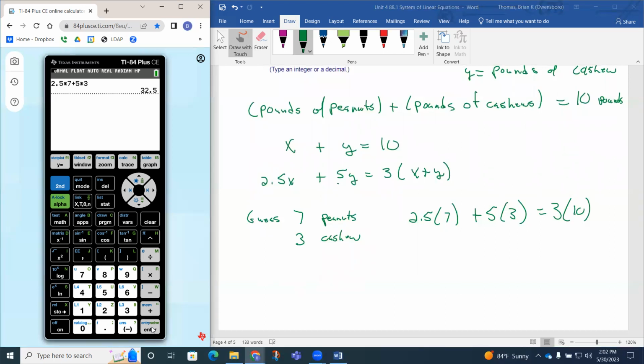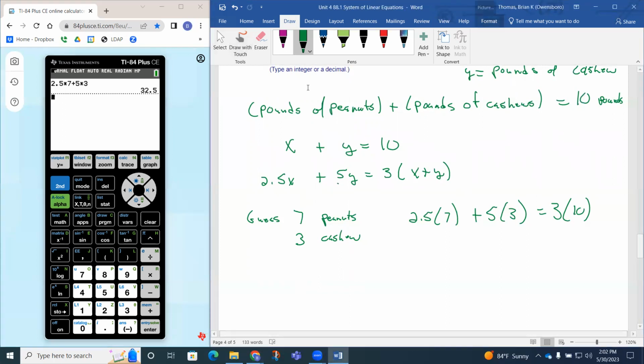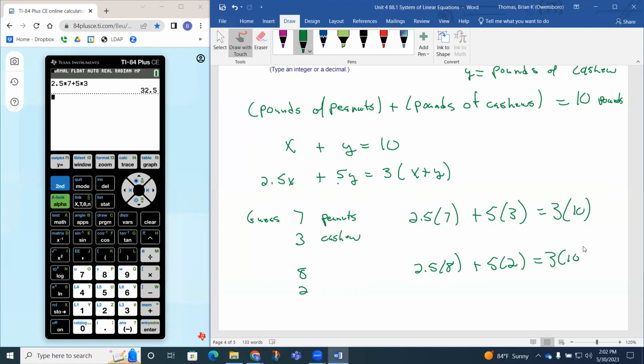So that means I probably need to put more peanuts in there. So let's say 8 pounds of peanuts. So my second guess would be 8 peanuts and 2 cashews. If I follow this through, 2.5 times 8 plus 5 times 2 has to equal 3 times 10. If I do that math, 2.5 times 8 plus 5 times 2, that equals 30. So that would be the answer, and I did that in two guesses.